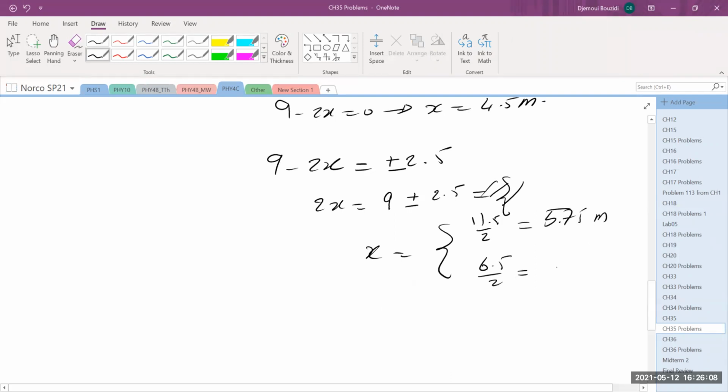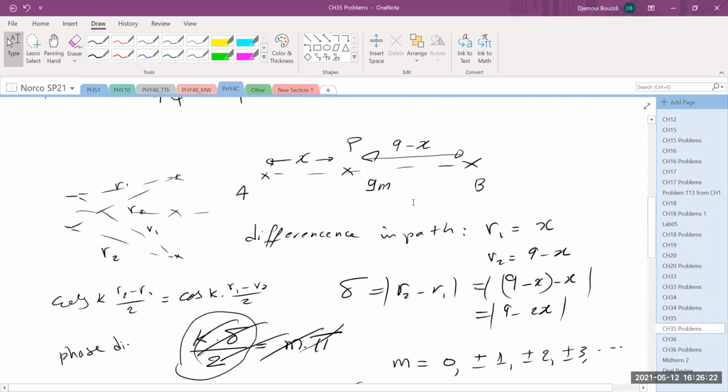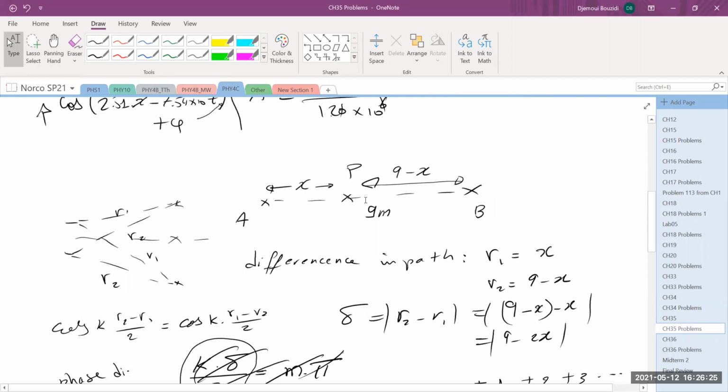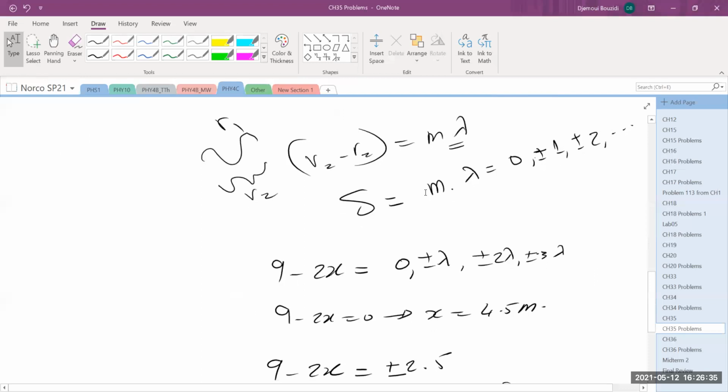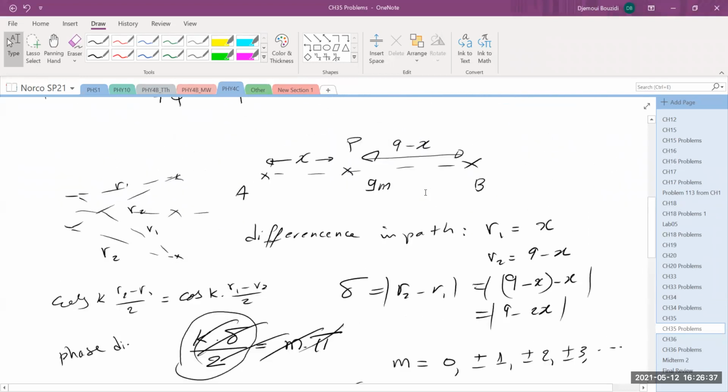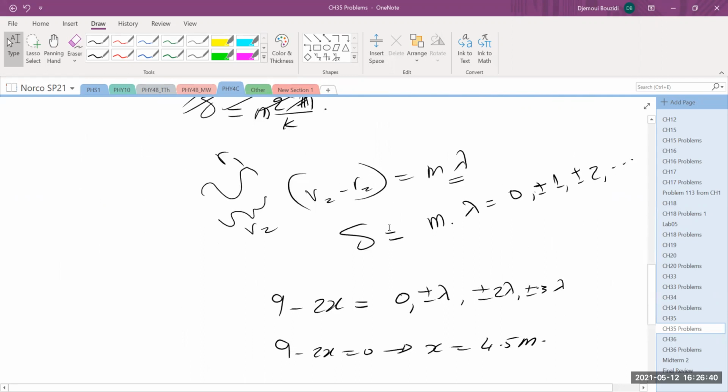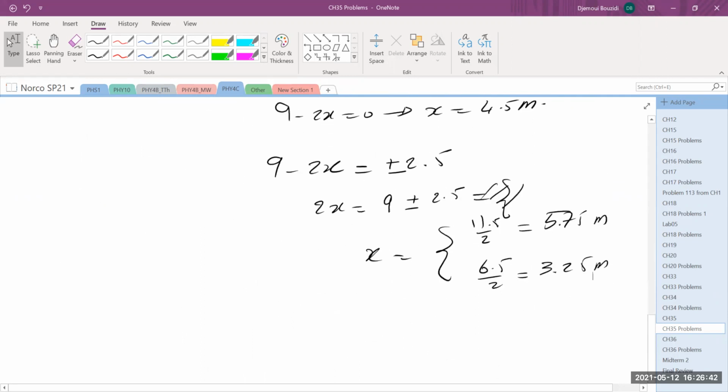So it's going to be 5.75 meters from A, or 6.5 divided by 2, which is what? 3.25? Yeah, 3.25 meters. Again, we are still within this range, okay? We are either in the middle, 4.5 from A, or 3.25 from A, or 5.75, almost 6 meters from it. So we're still within this range. So that also gives me constructive interference.